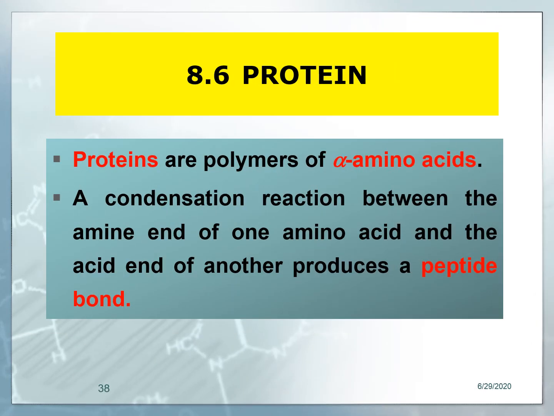Proteins are polymers of alpha amino acids. They serve as the major structural compounds in animal tissues, part of skin, nails and muscles. Other proteins also serve as hormones, to regulate specific body processes and perform other tasks. A condensation reaction between amino acids produces a peptide bond. What is a peptide bond? We will see later in the next slide.